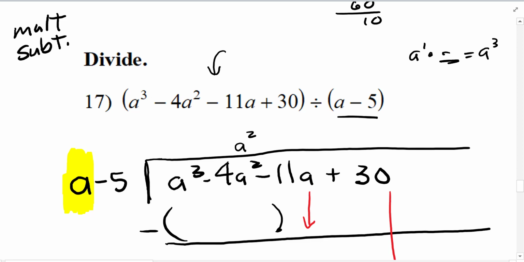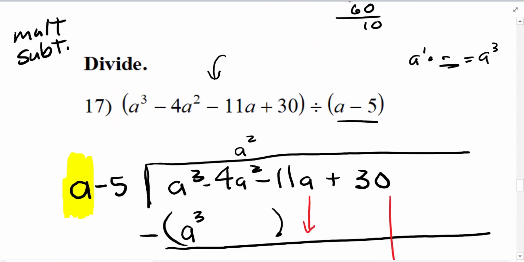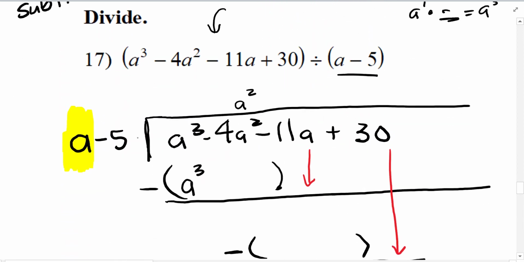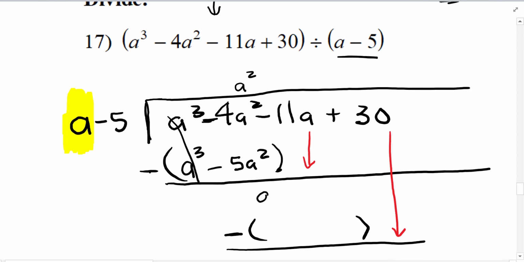And then you're going to multiply. So a squared times a is a cubed, just like we did up here. A squared times -5 is -5a squared, and then you're going to subtract. A cubed subtract itself cancels. Negative 4a squared, subtract a negative, that's like adding a positive. Well, that's just going to leave positive a squared. Then we're going to bring down negative 11a.